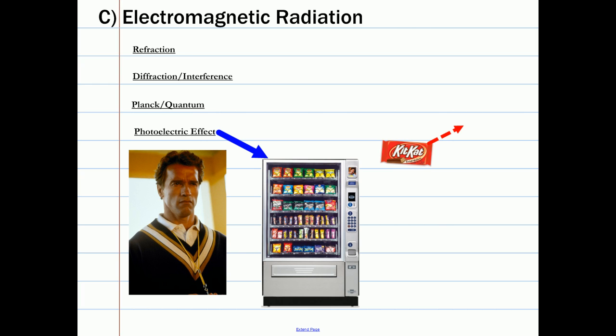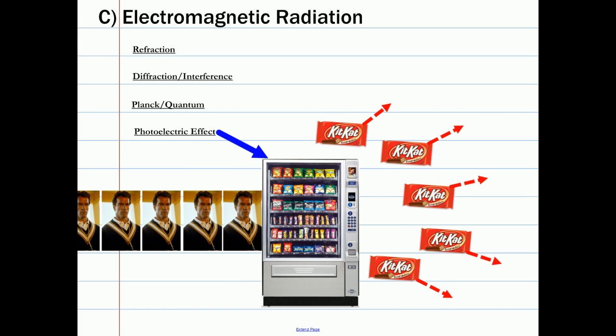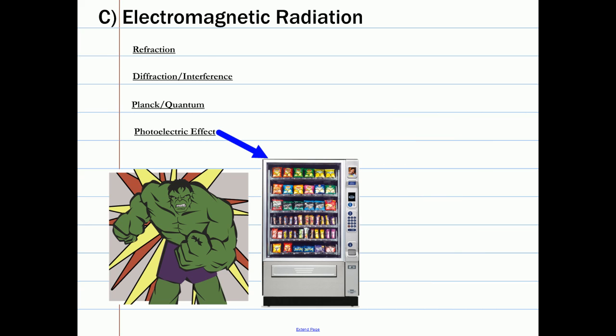Alright, so let's dial up the intensity. Let's get more Arnolds hitting this vending machine per second. What's going to happen then? We get a number of Kit Kats flying out with the exact same energy as when one Arnold hit the vending machine. Let's take it further still.